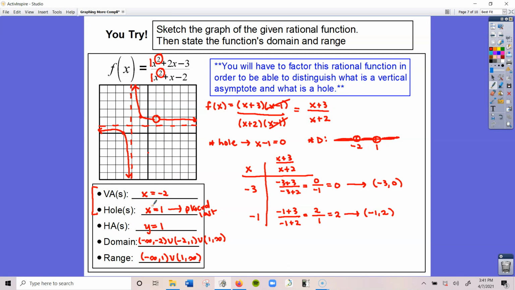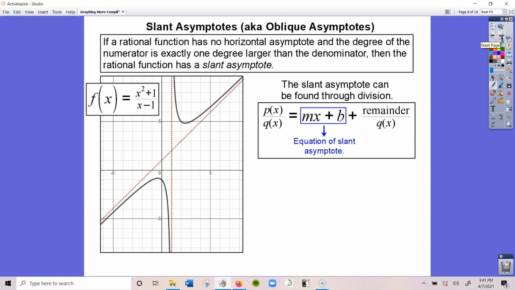So what we've covered so far are vertical asymptotes, horizontal asymptotes, and holes. But there is one other kind of asymptote, which is a slant asymptote, also known as an oblique asymptote. Slant asymptotes are a little special. They only occur if there is no horizontal asymptote and the degree of the numerator is exactly 1 degree larger than the denominator. If that's the case, then the rational function has a slant asymptote.